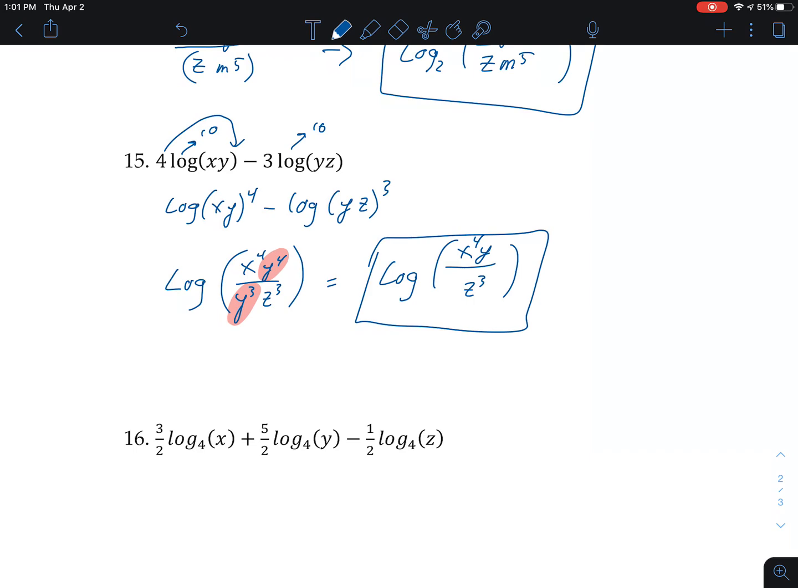Nice way to take the things that we learned from the first trimester, our exponent rules, and use them in logs because we know that they're related.